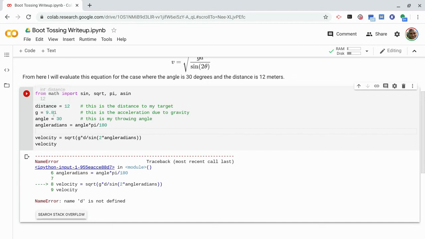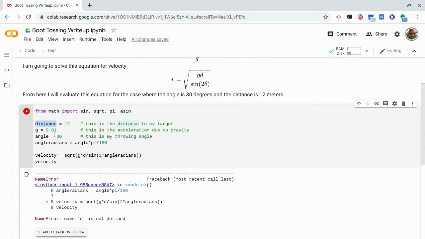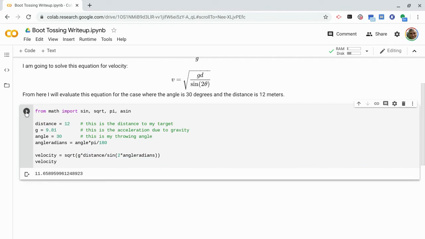So the constant that I created here was distance. And then in my code, I used D, which is what I had in my equation over here. But in my Python, I didn't use D. I used the word distance. So in my code, I'm going to change D to distance. And I'll run it again. And boom. It gave me an answer. So that's the velocity that's calculated given the angle of 30 degrees and the distance of 12 meters, and g is 9.81 meters per second squared.